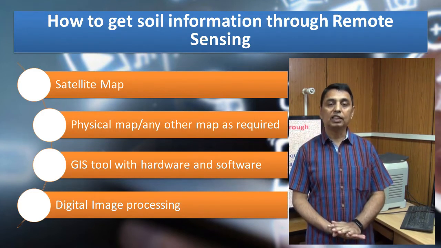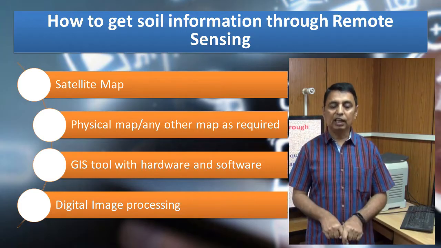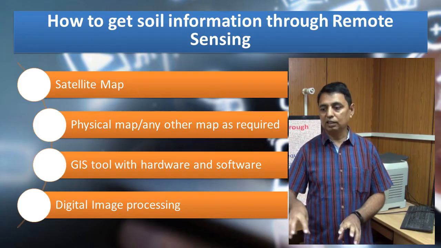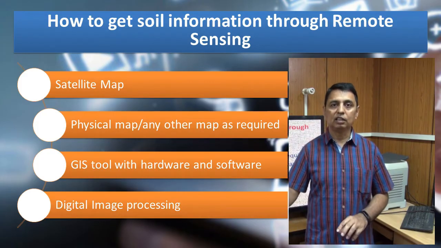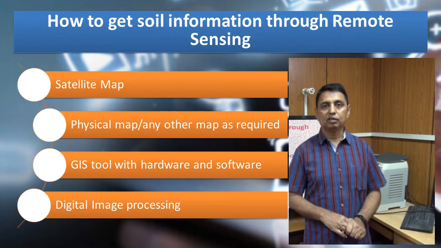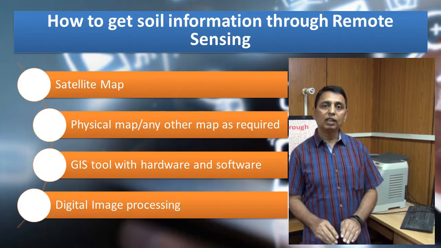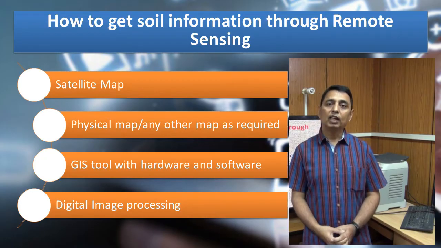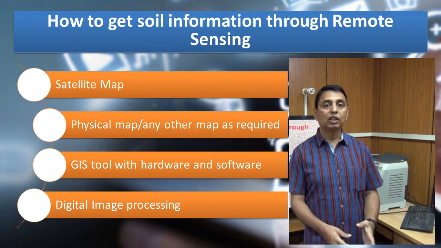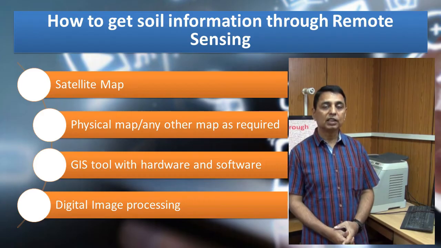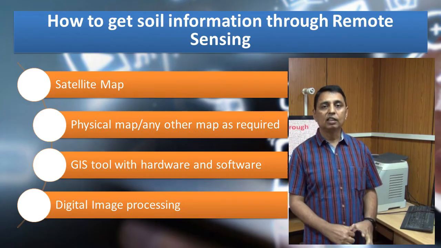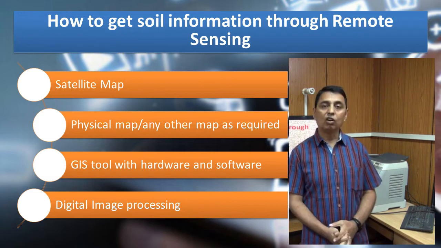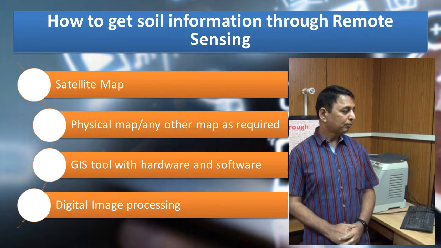So we overlap our physical map on that satellite map at the time of analysis. Only after that can we say, this is the area of Jharkhand, this is Ranchi, this is Bihar, these are different states. Accordingly you can locate the place, analyze the information and get the real situation, the real view of that location.